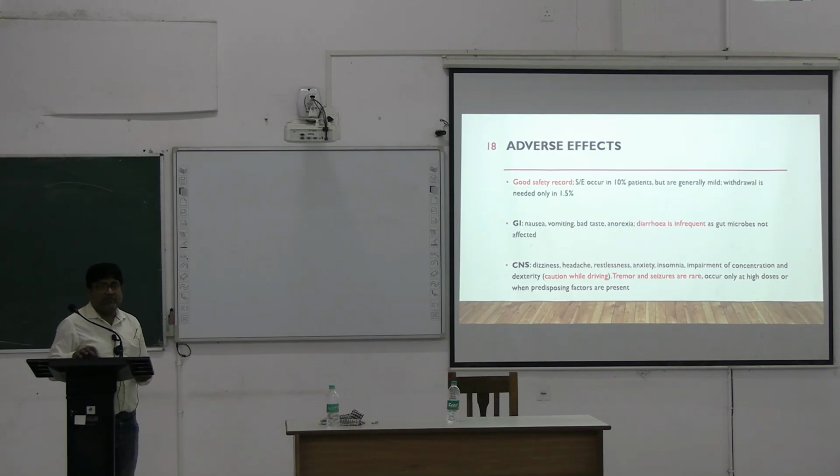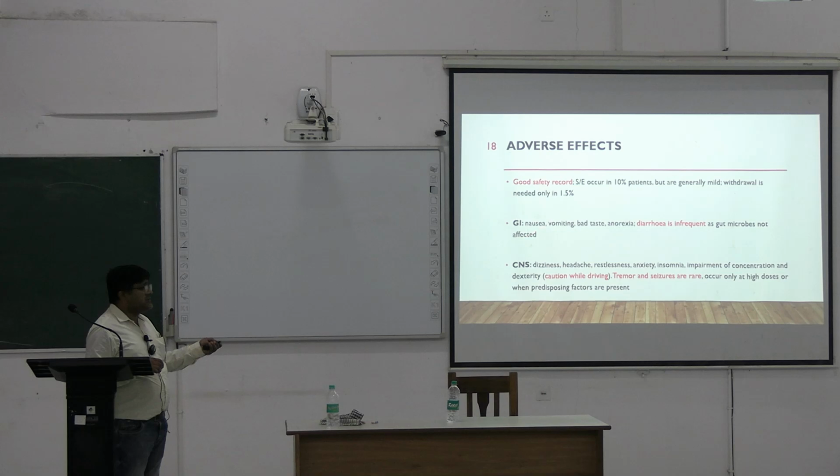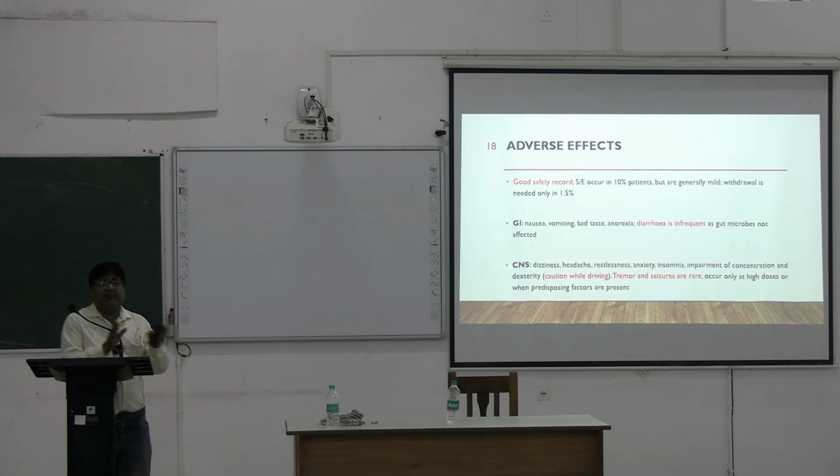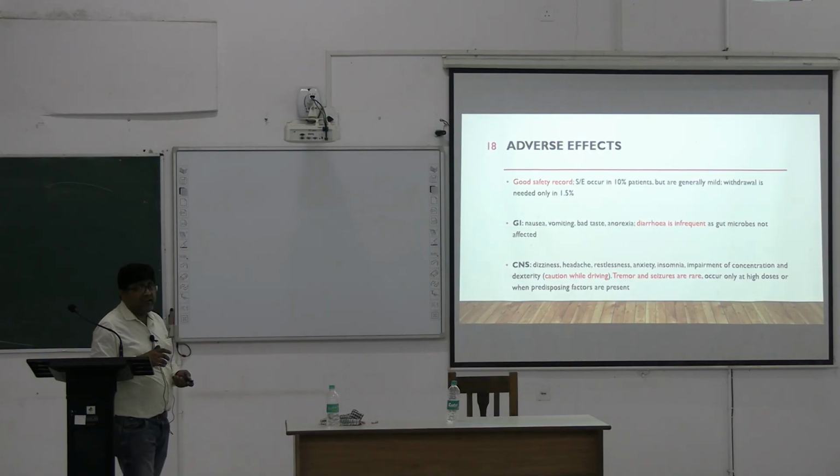Adverse effects: good safety record. 15% and 10% of the patients can suffer from adverse effects, generally mild, and 1.5% require withdrawal of the drug. Mostly they are gastrointestinal and central nervous system effects. Gastrointestinal: nausea, vomiting, bad taste, anorexia; diarrhea is infrequent.